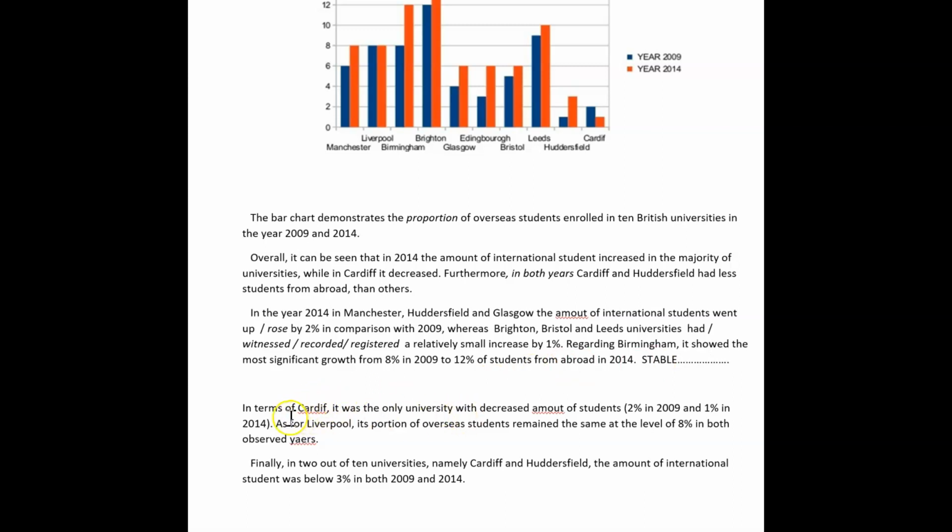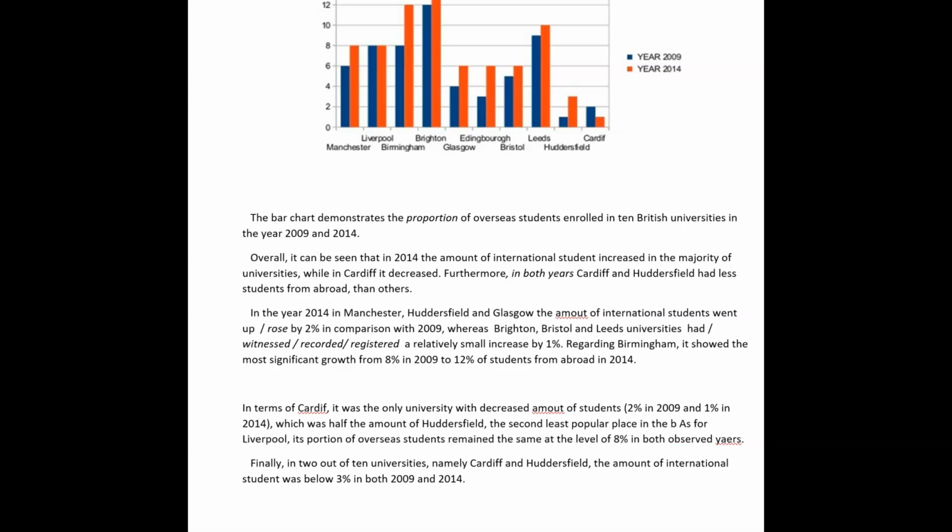Cardiff was the only one that decreased. Okay, sorry, didn't see that. As for Liverpool's proportionalities remain the same. Absolutely. Okay, spelling and spelling. So with decreased amount of students in 2014, let's link it to something else, which was half the amount of Huddersfield, the second last one, or least popular in the table.